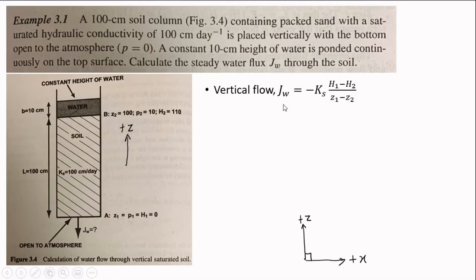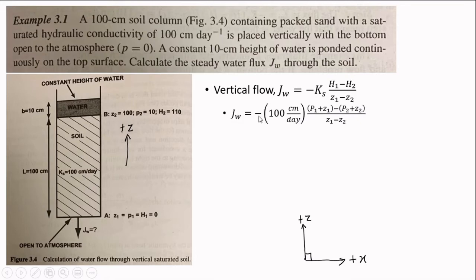JW, the water flux, equals negative Ks, negative saturated hydraulic conductivity, multiplied by the bracket h1 minus h2, divided by z1 minus z2. You might want to ask me, can I use h2 minus h1 and then z2 minus z1? The answer is yes, you can do that because it's the same. It doesn't matter whether you change the numbering or not. The value is always the same. All right, so let us continue the calculation.